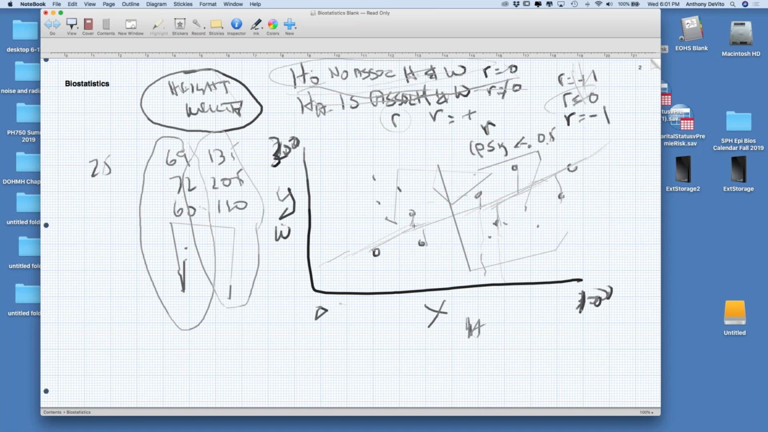Well, we went a bit further. We decided that, hey, since this is a straight line that we've drawn, we can say that that straight line represents this association. It's a formula.